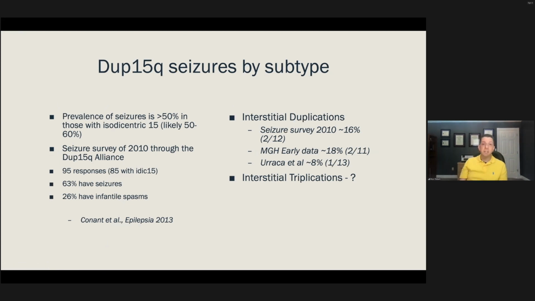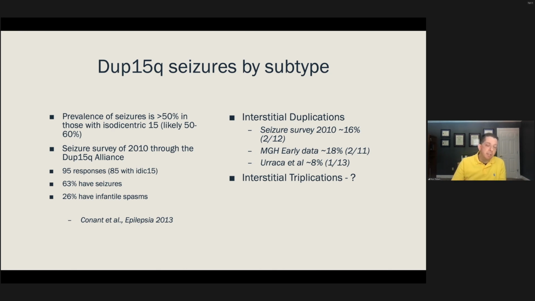So looking at it by subtype, for people with isodicentric chromosome 15q duplications, the prevalence of epilepsy is about 50 to 60%. In the survey that we did a while back, it was 63% with 26% having spasms. That's probably a little bit inflated. With any of these surveys, you're going to get more people responding who had seizures than who didn't.